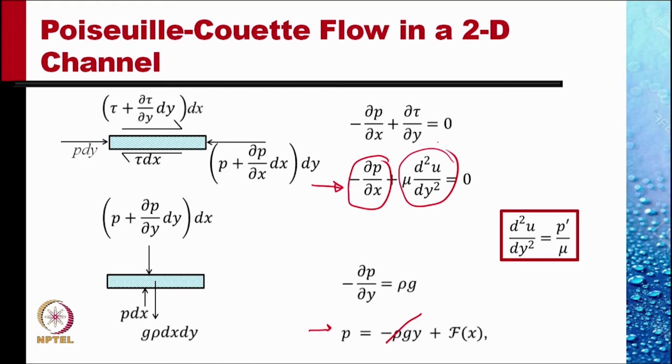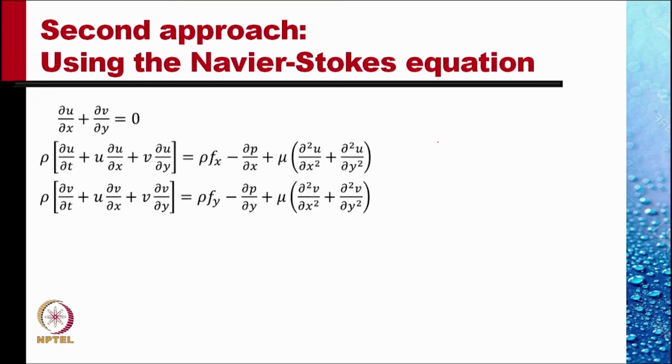P prime by mu is a constant. That means P prime is a constant. Del P by del x is constant, or the pressure gradient in the streamwise direction is constant. The pressure is varying linearly. This equation, which governs the flow through this channel, can be integrated rather easily. There is another approach that we can take using the Navier-Stokes equation that we obtained earlier.